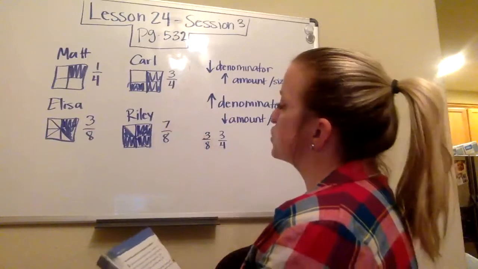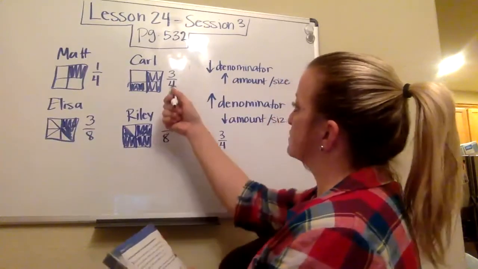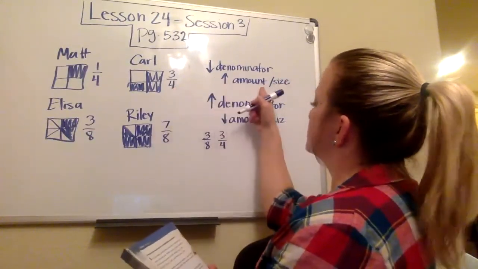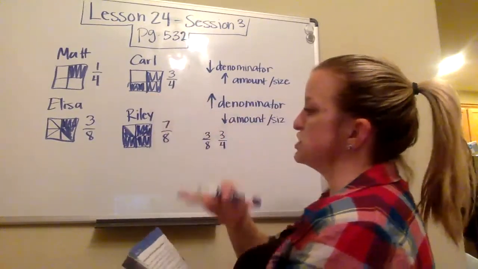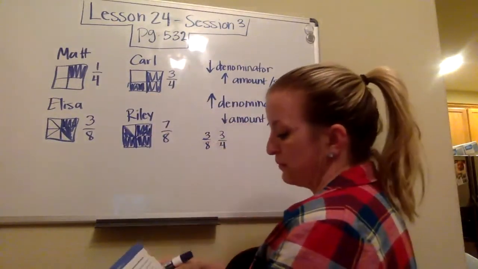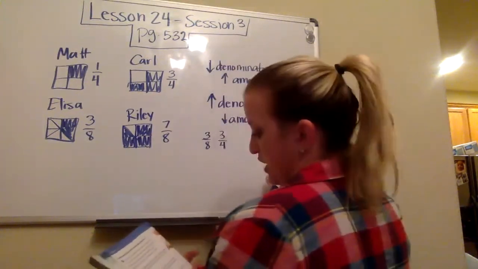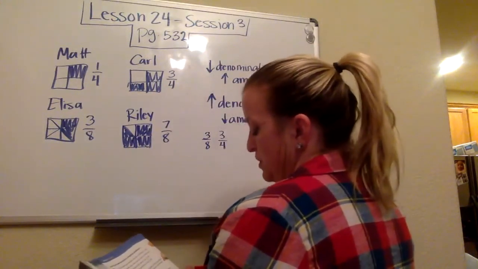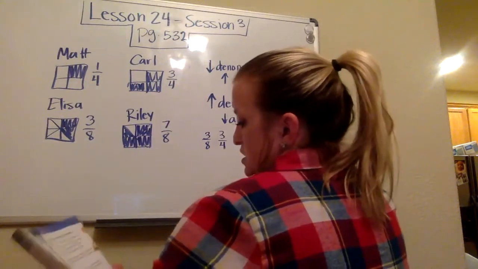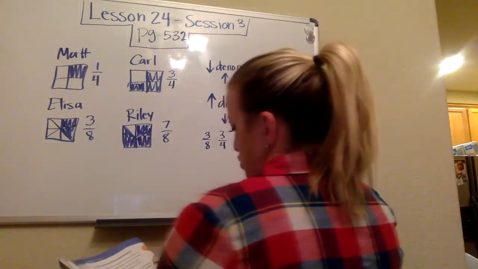Well, 3/4 is greater because the denominator is smaller. The amount of those pieces is going to be bigger, which means you're going to have more of them. So let's see. I need to write a word problem comparing two fractions with the same numerator.